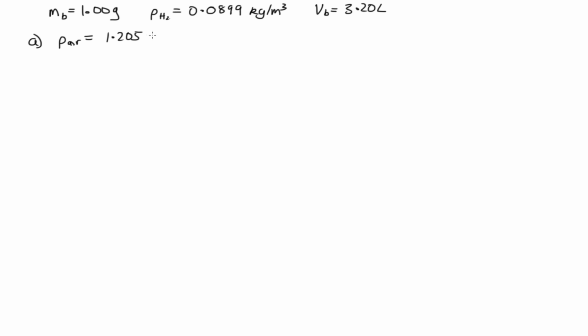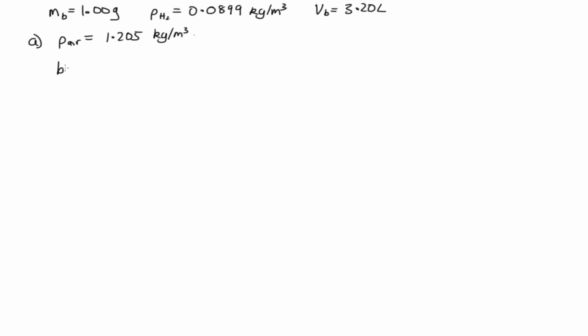Okay, so in this one, we've got a balloon with a mass of 1 gram, and it's filled with hydrogen gas with a density of 0.0899 kilograms per meter cubed. And the balloon has a volume of 3.20 liters, and in part A, we're asked to calculate the buoyancy force on the balloon, and we're told that the density of air surrounding the balloon is equal to 1.205 kilograms per meter cubed.